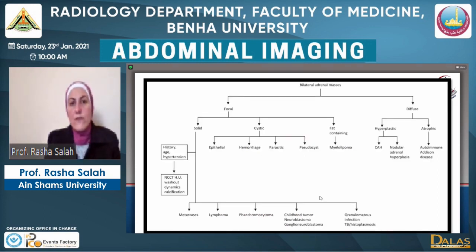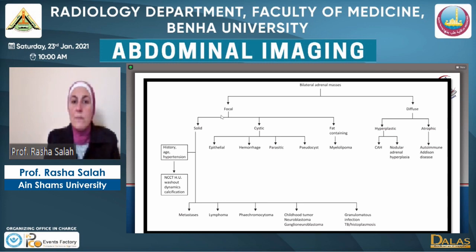So this is a flow chart of how to deal with a bilateral adrenal mass. Let's ask ourselves, is it focal or is it diffuse? If it is diffuse, is the affection atrophic or hyperplastic adrenal tissue? If it is atrophic, then it is an easy diagnosis. This is Addison disease. But if it is hypertrophic, then we are dealing with adrenal hyperplasia.